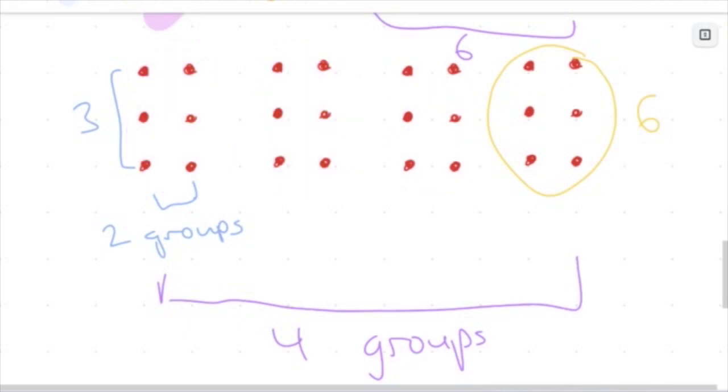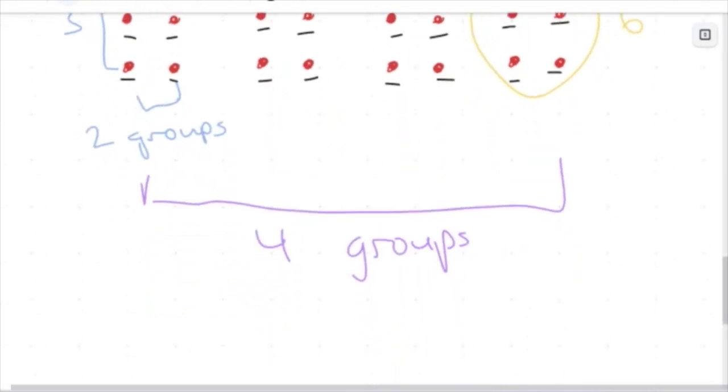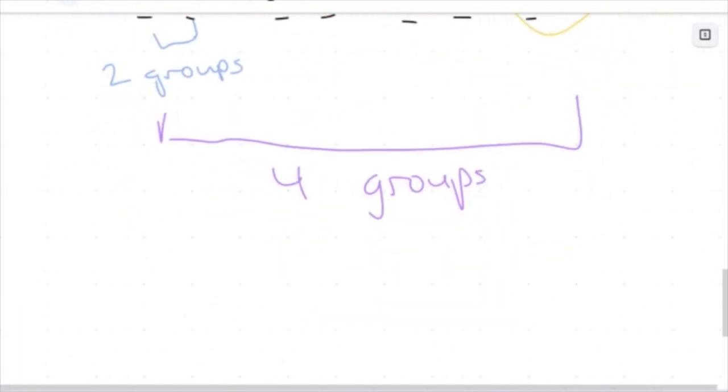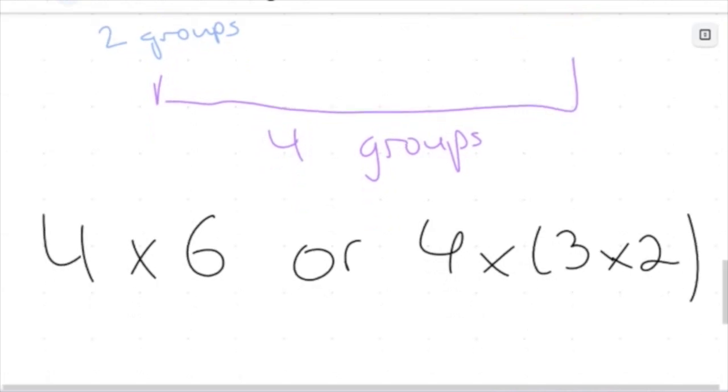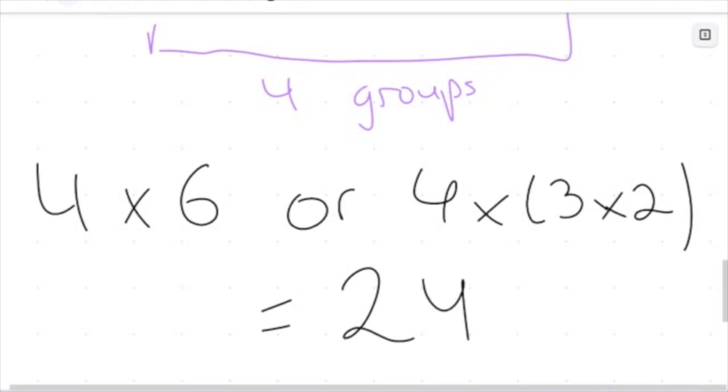Now, if we count all of these up in total, take a deep breath for all this counting. 1, 2, 3, 4, 5, 6, 7, 8, 9, 10, 11, 12, 13, 14, 15, 16, 17, 18, 19, 20, 21, 22, 23, 24. So, by taking 4 lots of 6, or 4 times 3 times 2 from the question, I'm going to get 24. So the associative law works for multiplication.